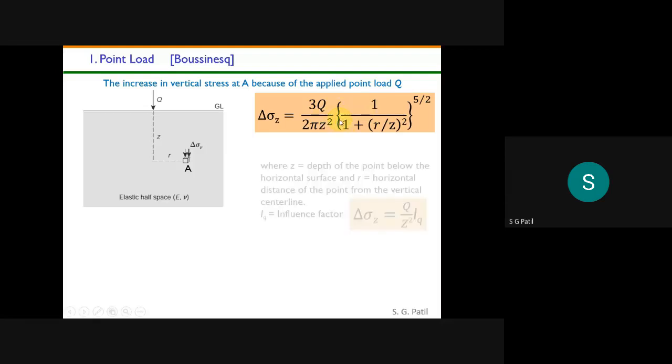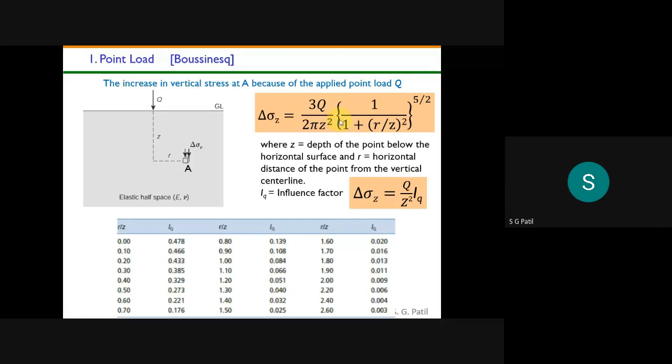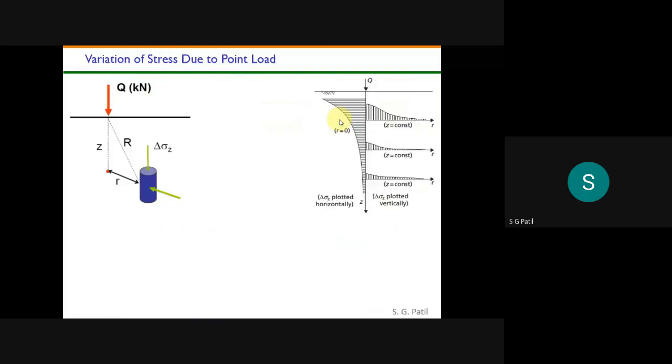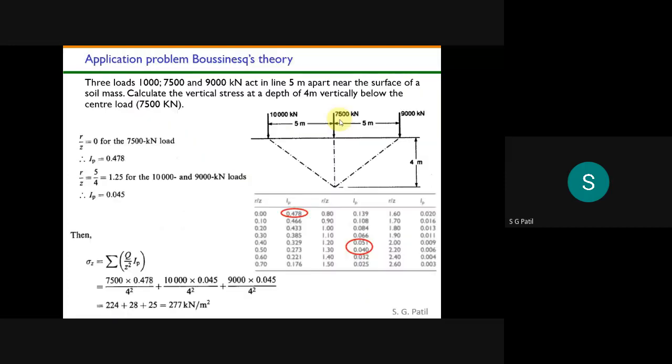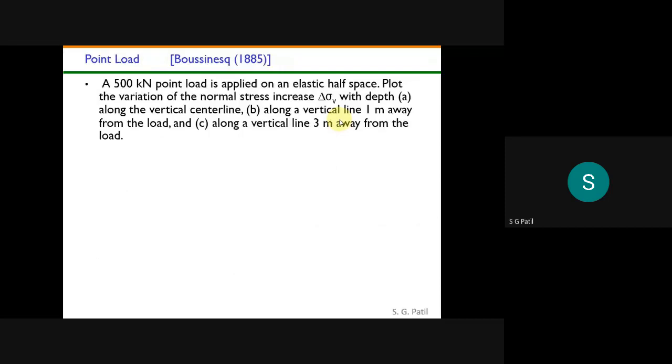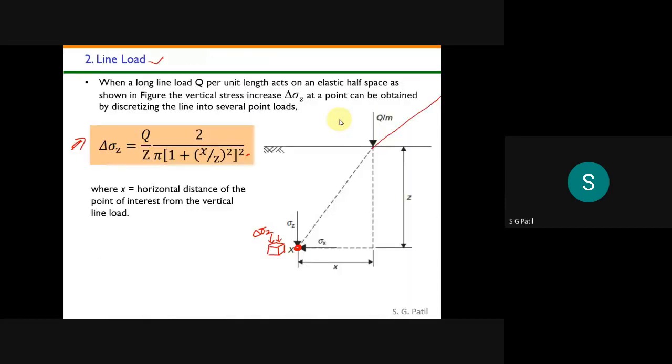This line load formula, even if you are not able to remember, that's okay. Line load is not that important. But whatever question paper I have seen, many questions have been asked based on the point load. So how to find out the stress increase at any point due to the line load? This is the formula you should use.